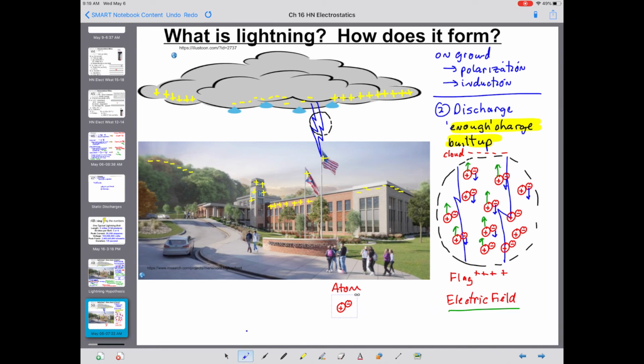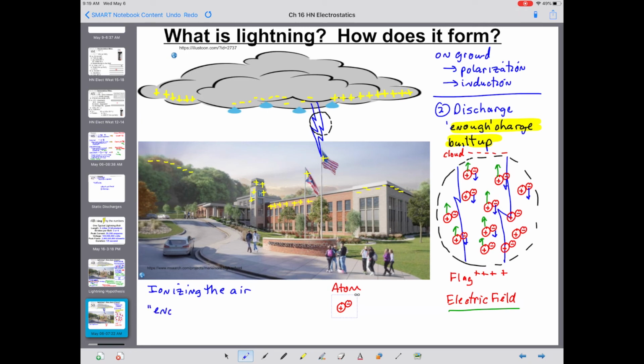This process of actually pulling them off is basically called ionizing the air. And that's what a lightning bolt is. A lightning bolt is an ionized column of air. In other words, it's a pathway for charges to flow once you have enough charge built up.